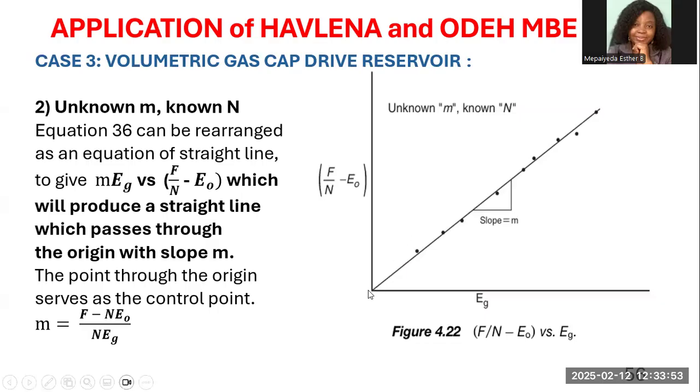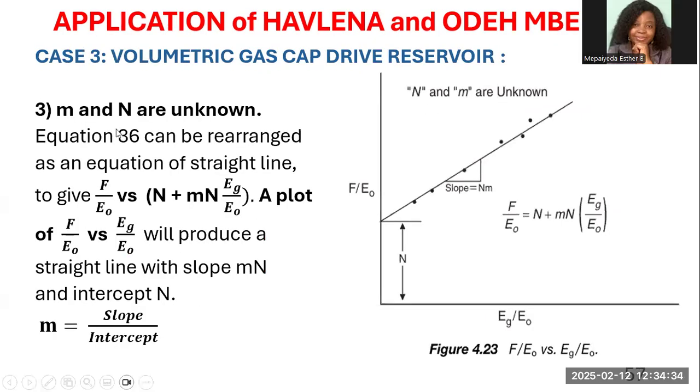The plot also goes through the origin. Your slope is M. Don't forget that your N is known, so you'll be given your N. Your M is unknown, so you rearrange, and then you have F over N minus EO plotted against EG. M is your slope, which is the gas cap size. So that is when N is known and M, your gas cap size, is unknown.